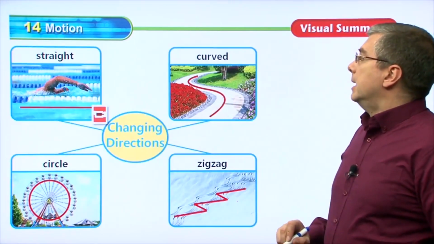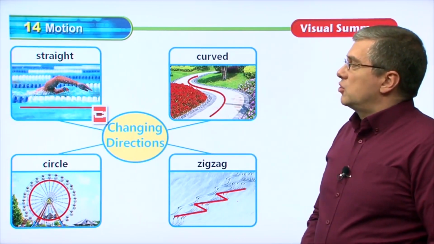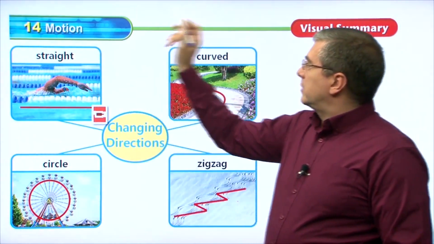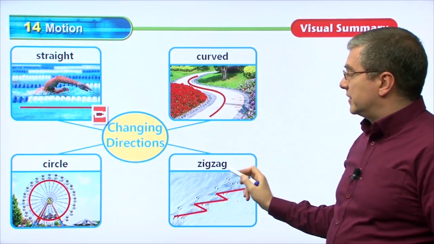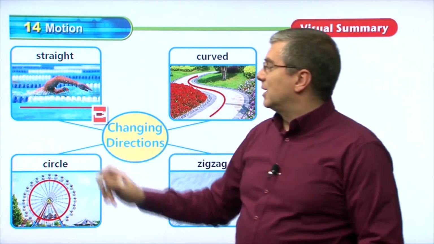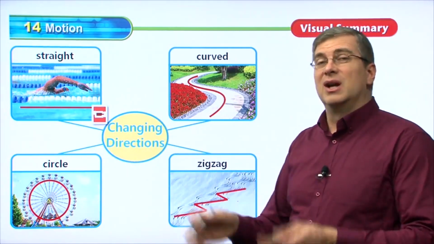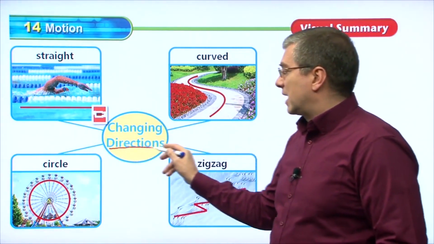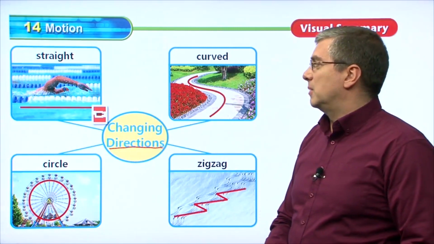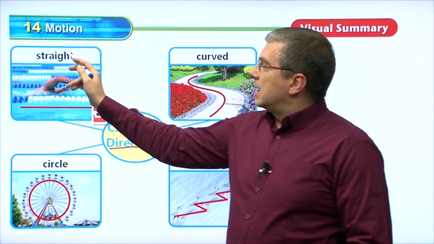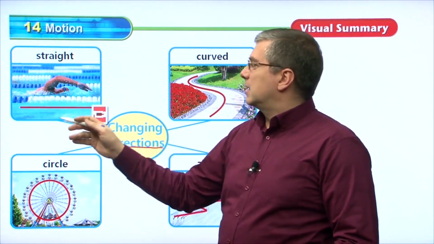Okay. Now, there are many different types of motions. We talked about straight. We talked about curved. But there's also zigzag and there's circle. Let's take a look at each one in turn. These are all changing directions or talking about directions like I talked to you guys just before. Here we have the idea straight. Let's see another example.